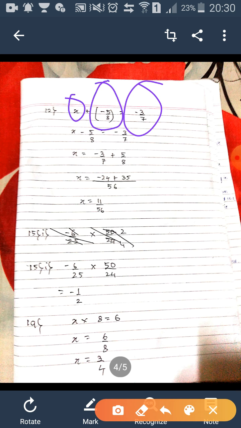Find three rational numbers between minus 5 and 8. Okay, so you have two rational numbers right now, minus 5 and 8. What do you need to do? You need to insert three rational numbers between them, between these two. So we will take up this task one by one. Let's insert the first rational number.